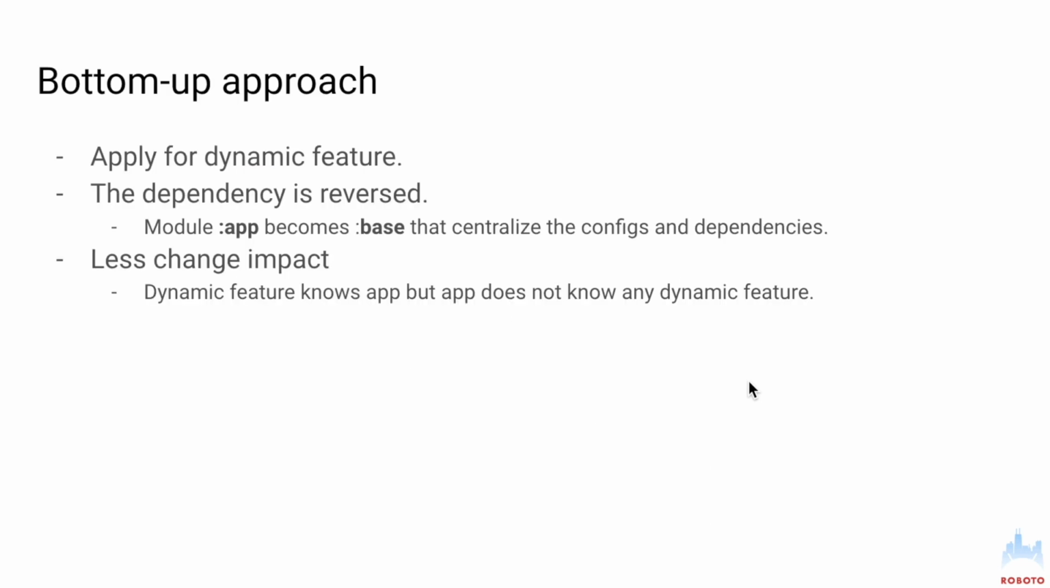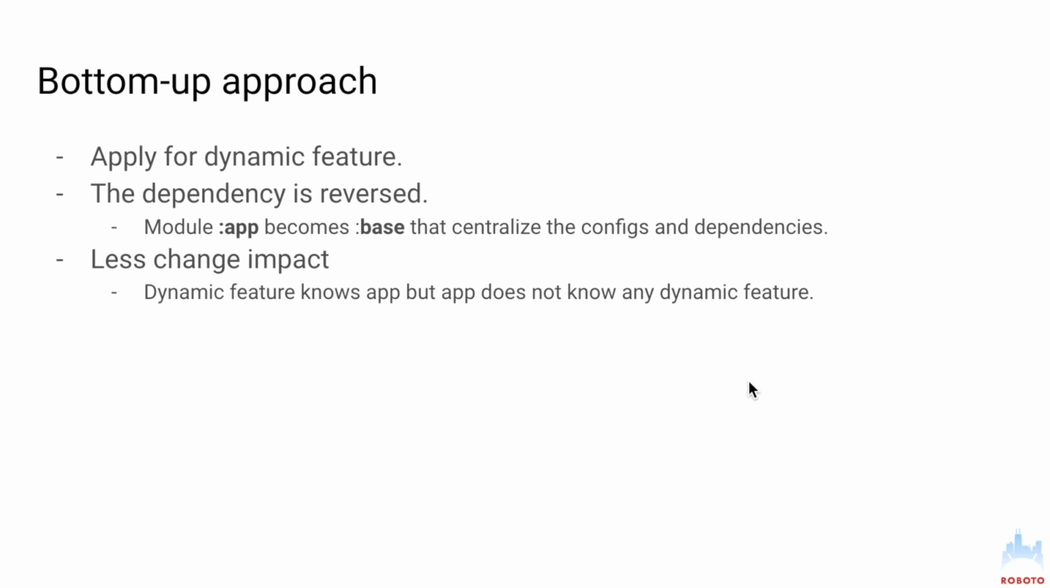Talking about the bottom-up approach, this is mainly to build dynamic features with on-demand delivery. So you can enable that option when delivering the app with the Play Store. One significant difference compared to the top-down is that the dependency direction is now reversed. So instead of having the app at the highest level, now the app becomes a base module that centralizes the configuration and dependencies like the version code, version name, etc.